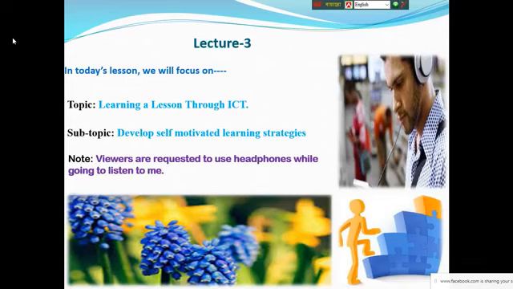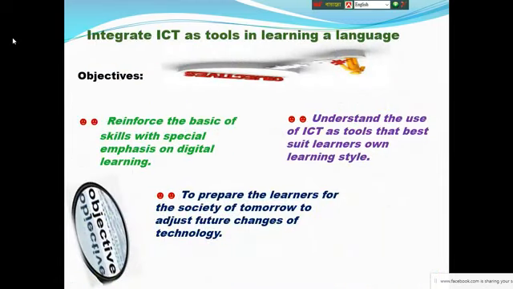In today's lesson, we will focus on learning a lesson through ICT. This is the topic title. At the same time, we will keep in mind that we will try to develop self-motivated learning strategies. Okay, dear students, don't forget to use headphones while listening to me because there may be some problems of listening.